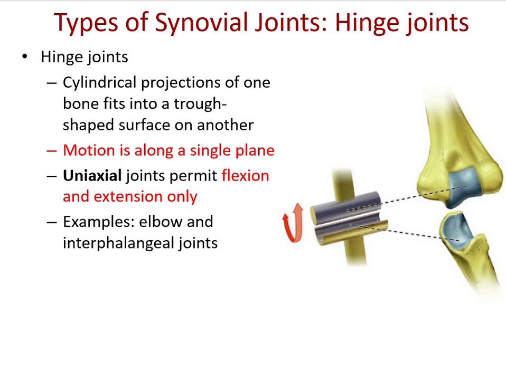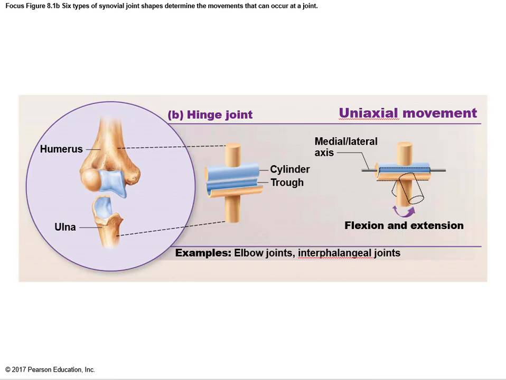of the ulna. So the elbow is a great example of a hinge joint, but also the interphalangeal joints, or the joints between the bones of your fingers, what you might think of as your knuckles. Those are going to be great examples of hinge joints.